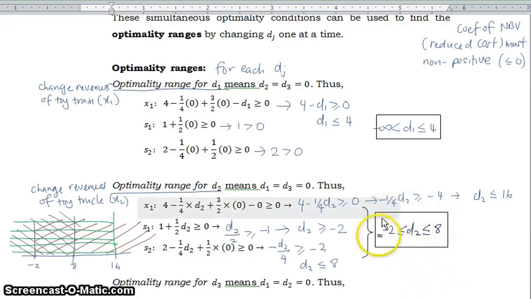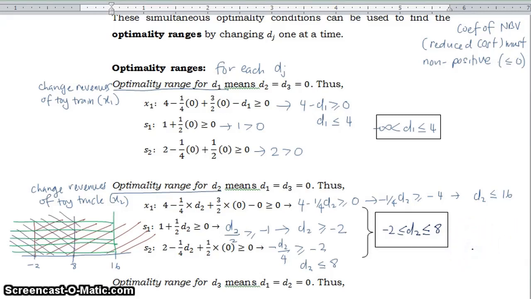Okay, from this range, we know that Toyco can reduce the price or the revenue of toy truck by 2 ringgit or increase the revenue by 8 ringgit to remain the current solution optimal. If D2 is outside this range, the current solution is no longer optimal.